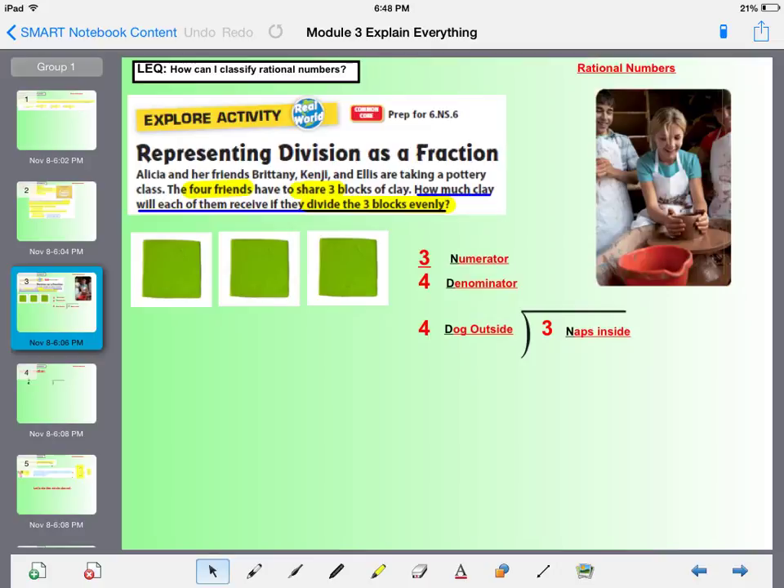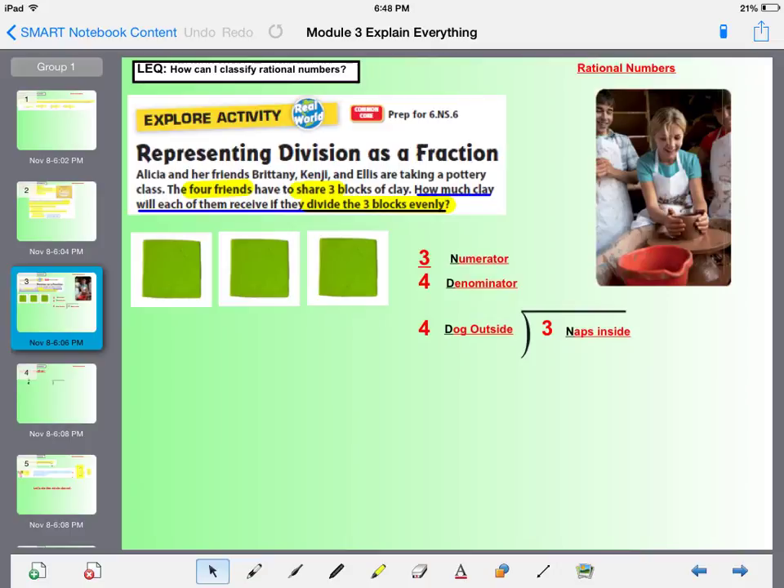Now let's take a look at this slide where we are representing division as a fraction. We have an example here where Alicia and her friends Brittany, Kenji, and Ellis are taking a pottery class. There are 4 friends, and they have to share 3 blocks of clay. The question is asking how much clay will each of them receive if they divide the 3 blocks evenly.